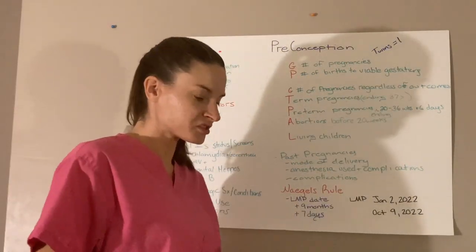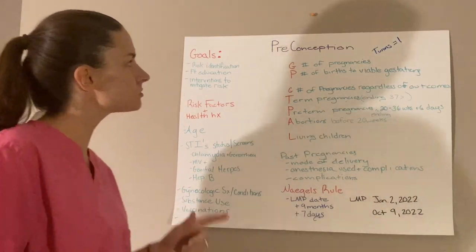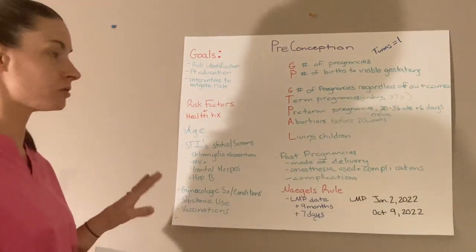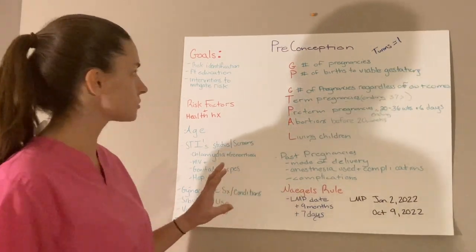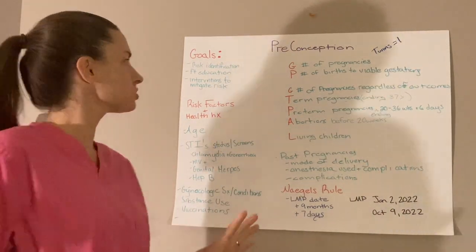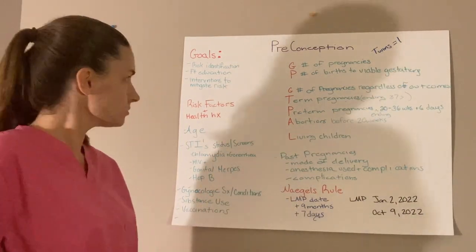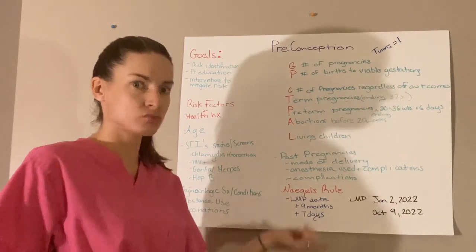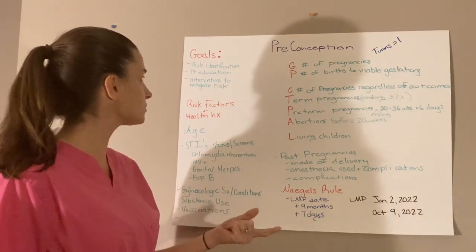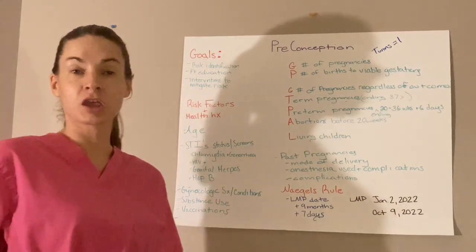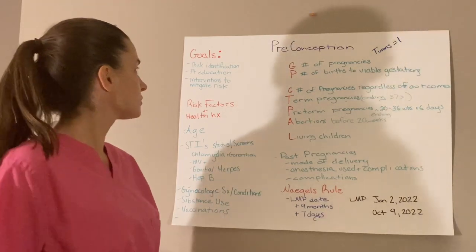This video is going to be on preconception. So how do we deal with this patient? What's the routine with them? For preconception, there are goals for this patient: risk identification related to pregnancy, patient education related to conceiving or pregnancy, and interventions to mitigate risks. Those are the three goals for this patient.